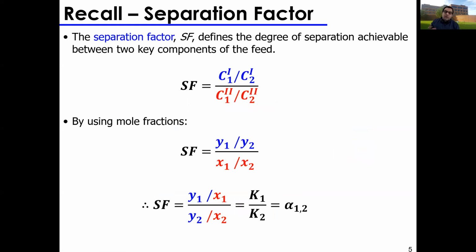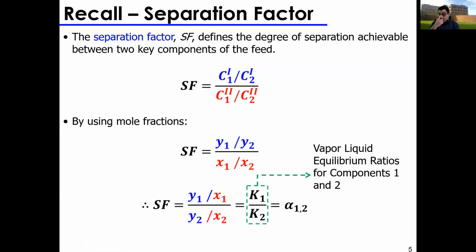Okay, and again, we talked about how you can use mole fractions to represent these components, and you can also calculate your separation factor. And y1 over x1 is called K1, y2 over x2 is called K2, and you will see this a lot in your mass transfer course. And alpha 1,2 becomes your relative volatility. K1 and K2, you can refer to them as your vapor-liquid equilibrium ratios for both components 1 and 2, and alpha 1,2 is your relative volatility.